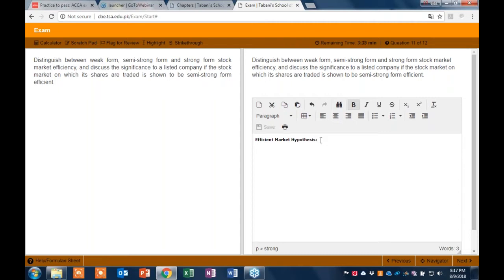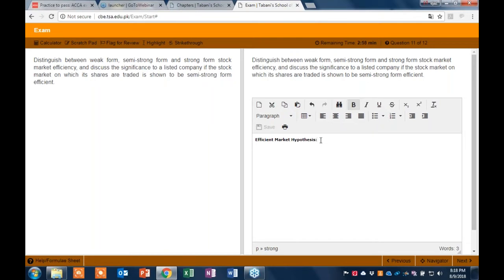The third form of efficiency is the strong form efficiency. The strong form efficiency is actually when a stock market not only reflects the historic information and the publicly available information, but it also reflects the information which is confidential, the information which has not been made public by the company. And the stock market reflects that information into the share prices, even if that information is not made public. This is called insider dealing.